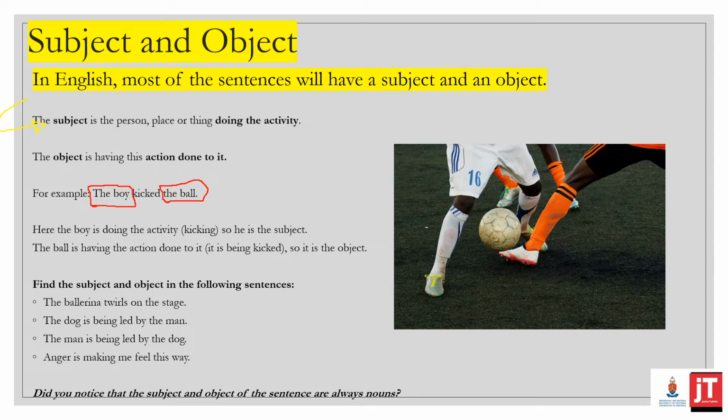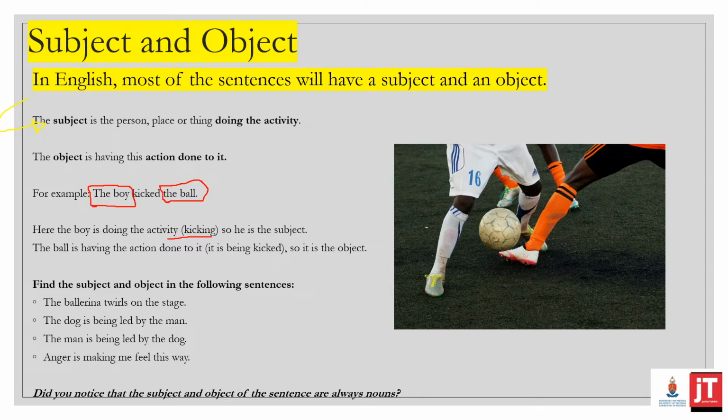Okay, so let's carry on. Here the boy is doing the activity, kicking, and so he's the subject. The ball is having the action done to it. It's being kicked, so it's the object. Find the subject and object in each of the following sentences.